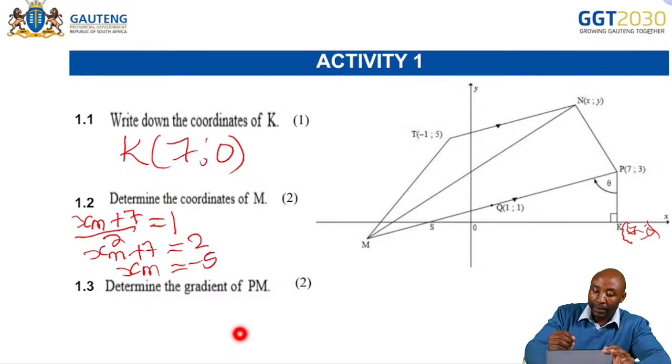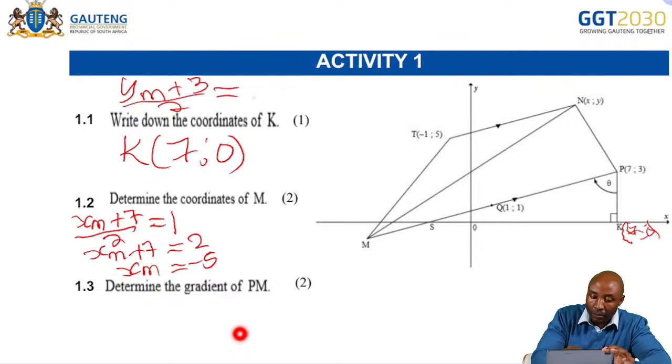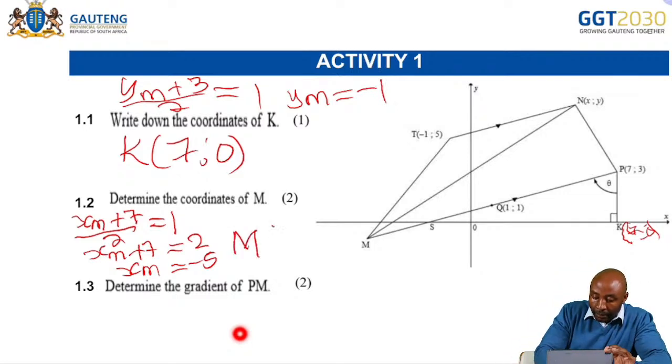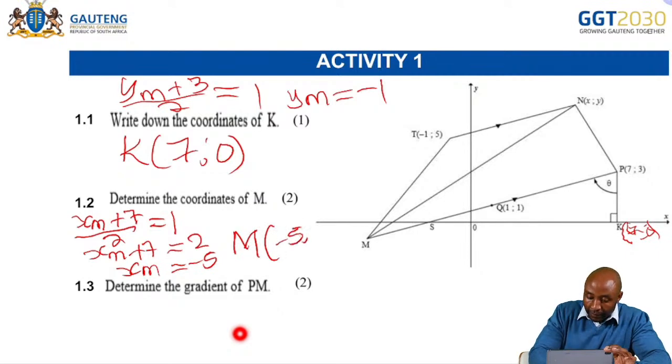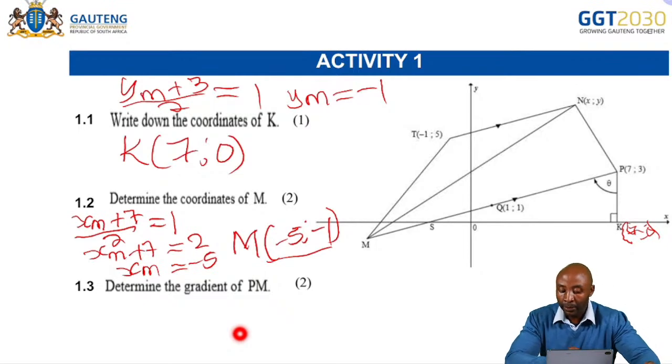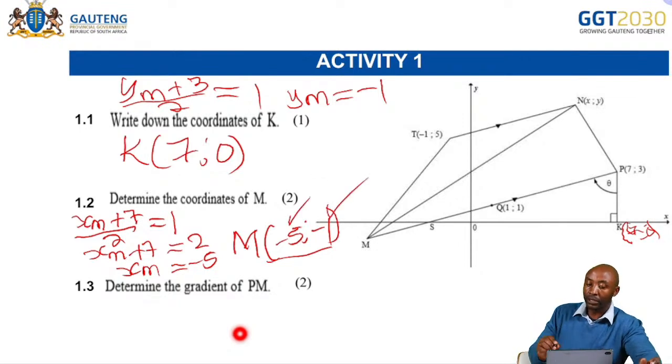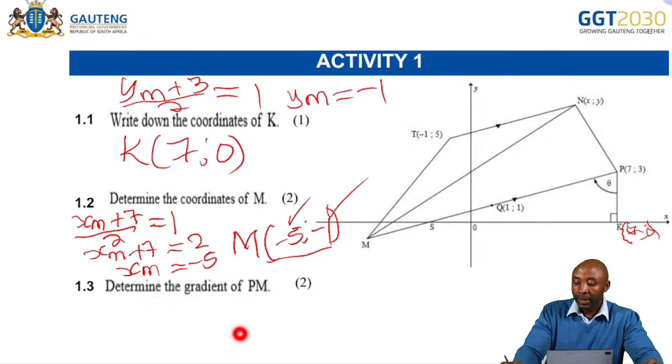For the y value, I'll do the same thing. My y at M plus my y at P, which is 3, all this over 2 should be equal to positive 1. And then I'll do the manipulation. That will give me y at M plus 3 is equal to 2. And that will give my y at M as negative 1. So from there on, I'm able to get the coordinates of M as negative 5 and negative 1. As you can see, you can just do the manipulation and get the coordinates without showing the working. You can still get 1 mark for the x value, 1 mark for the y value. It's only 2 marks.